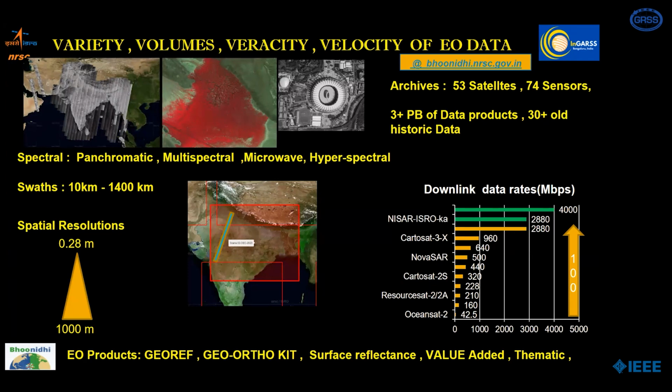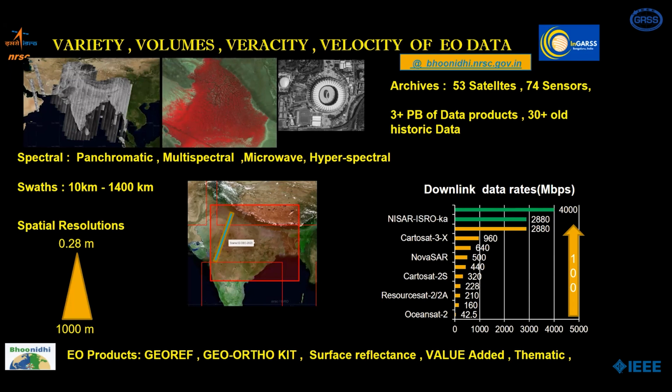ISRO has been acquiring data from numerous satellites, and we have a variety of satellites of different resolutions and different spectral wavelengths, and we get volumes of data from different ground stations as per the data bandwidth of different satellites. We have veracity of data. That means we have data of very high accuracy and a lot of consistency, and the velocity at which we get it depends on our bandwidths. We get data almost within 1 hour and up to 3 to 4 hours from different satellites, and the products are available to different users.